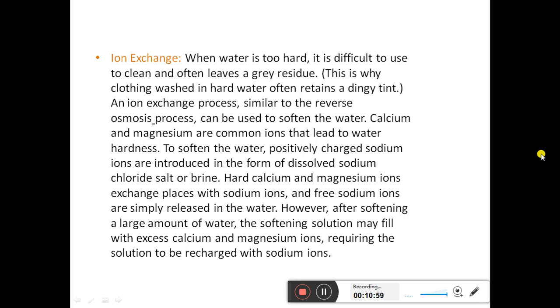Calcium and magnesium are common ions that lead to water hardness. So to soften the water, positively charged sodium ions are introduced in the form of dissolved sodium chloride, salt or brine. Hard calcium and magnesium ions exchange places with the sodium ions, and free sodium ions are simply released in the water. However, after softening a large amount of water, the softening solution may fill with excess calcium and magnesium ions, requiring the solution to be recharged with the sodium ions.